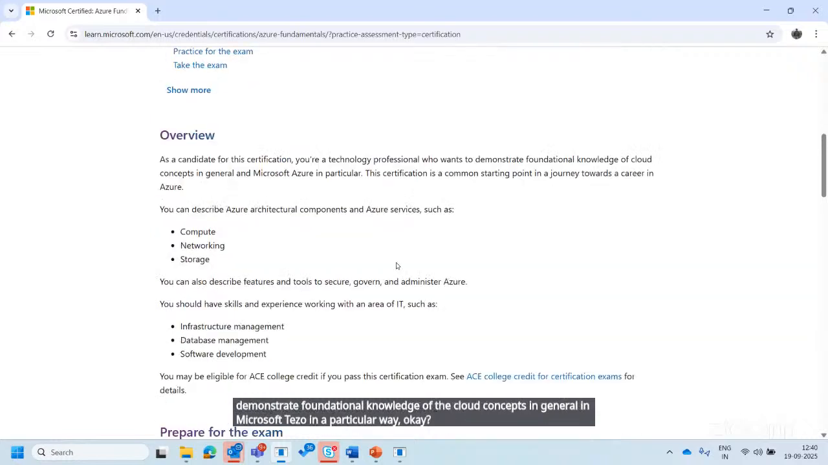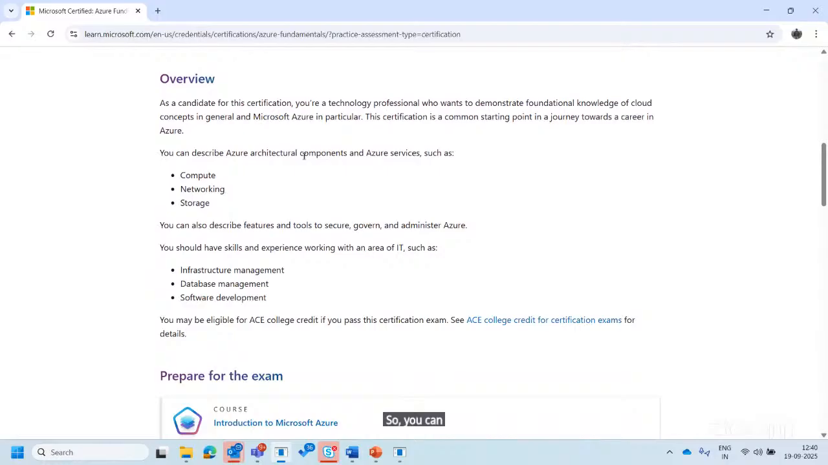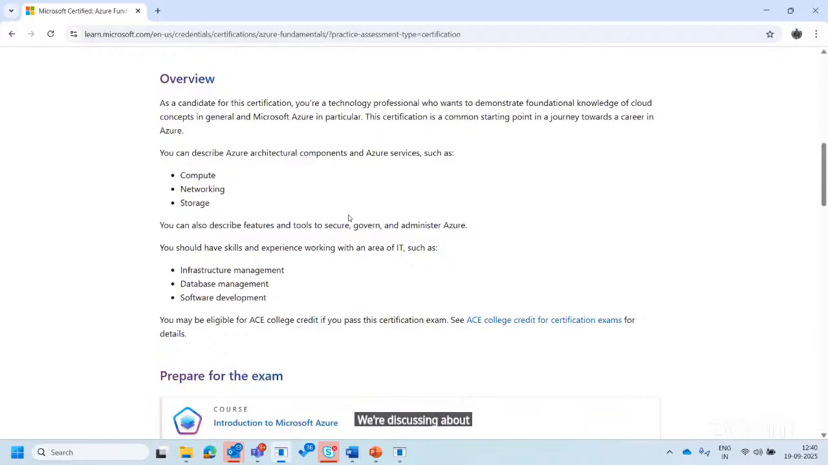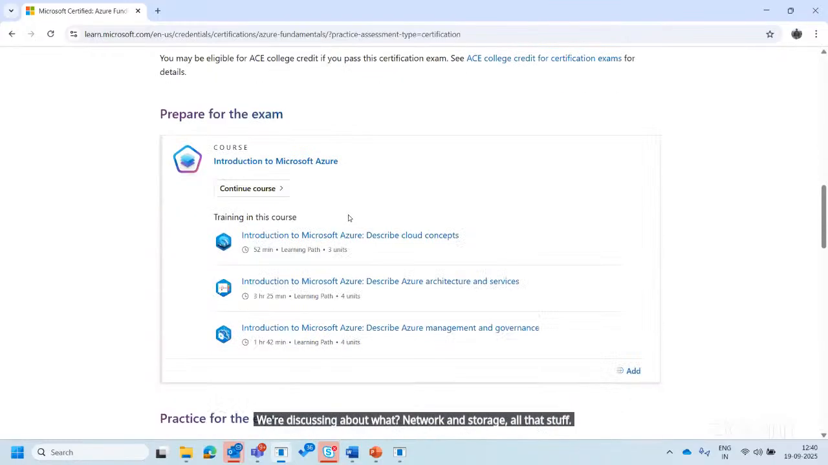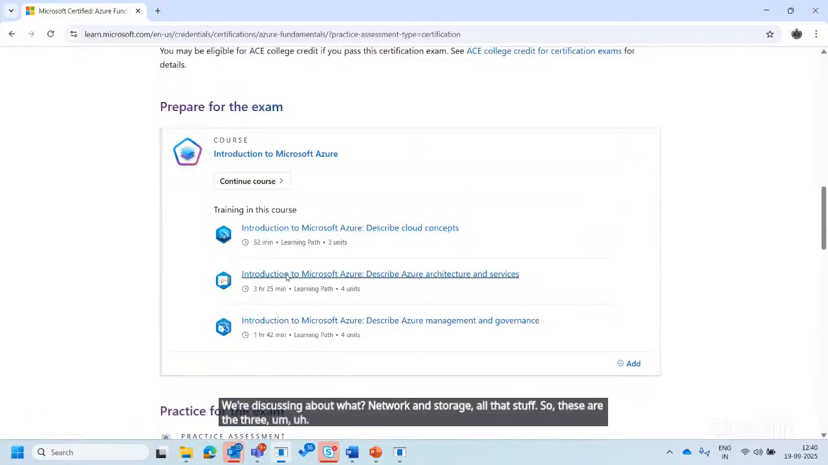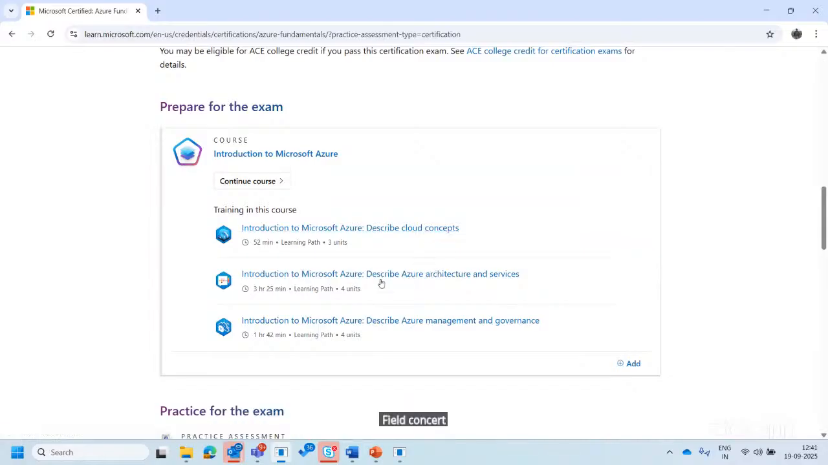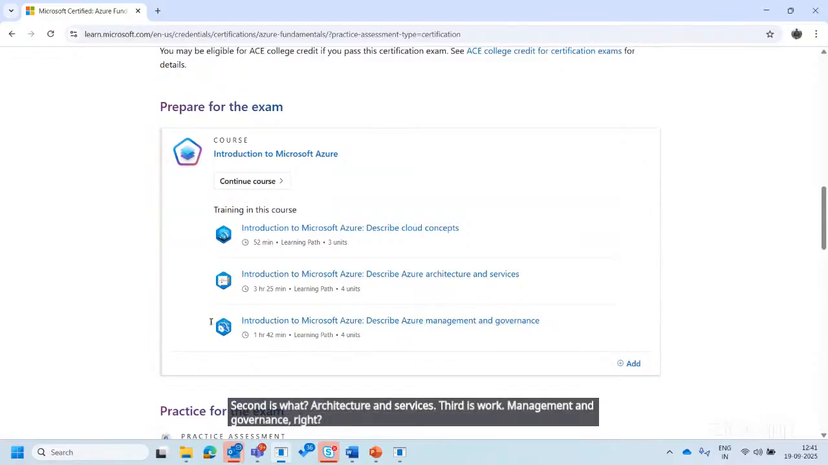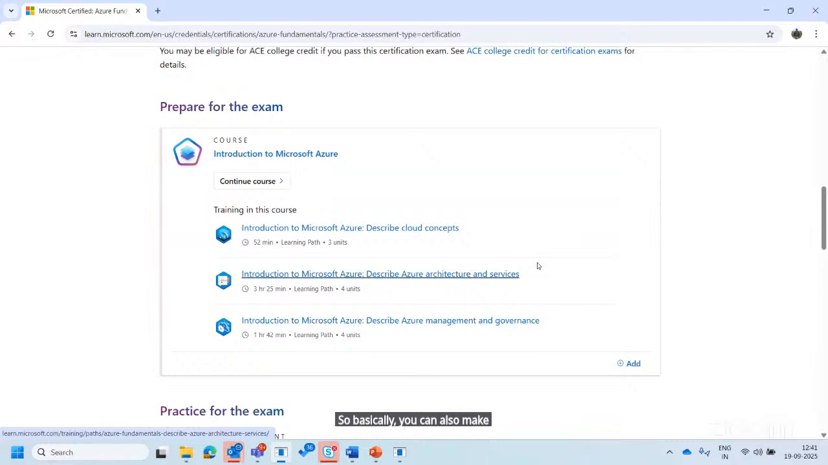So you can describe Azure architecture, components, and Azure services, like what we're discussing about compute, networking, storage, all that stuff. So these are the three levels of this particular course. First is the introduction to Azure cloud concepts. Second is architecture and services. Third is management and governance. You can also do some practice over here.